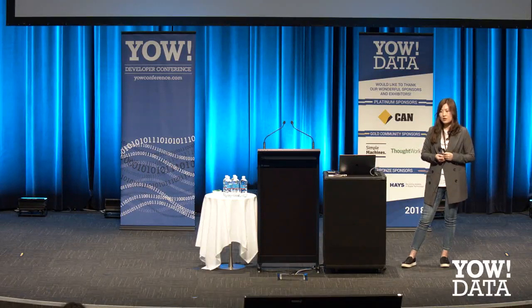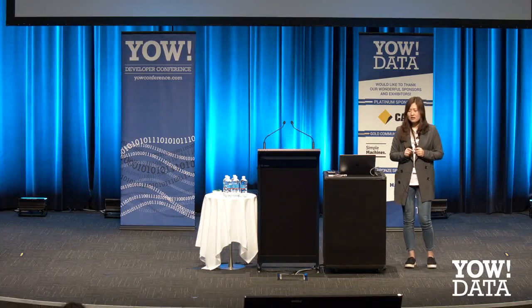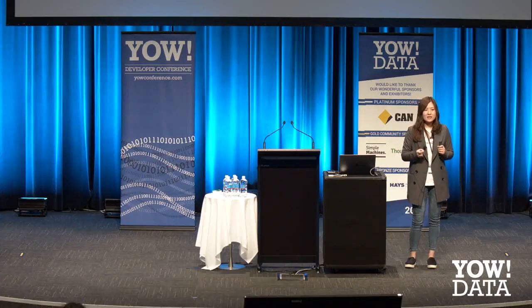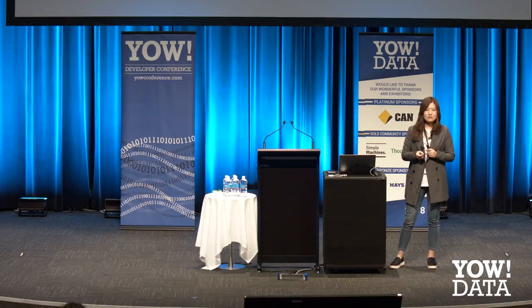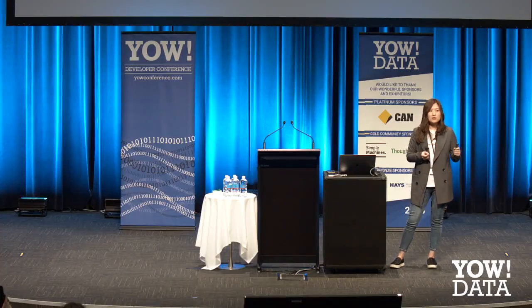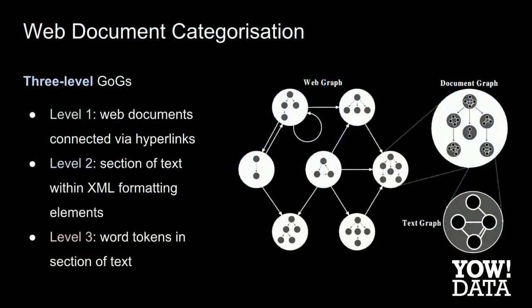So for example, for XML documents, we can use a tree representation to describe that particular document. So a node in that tree can be probably an element in the XML document, say a block of text. And if we extend that even further, the block of text within a particular pair of XML text can be described with another text graph, which can model the word tokens or associations among those tokens. So here we have this three-level graph of graphs, which is a web graph of document graphs of text graphs.